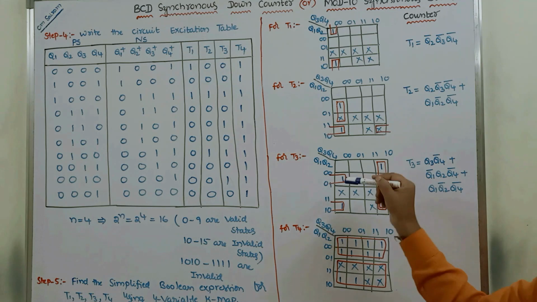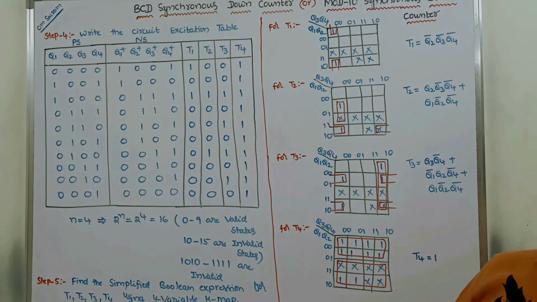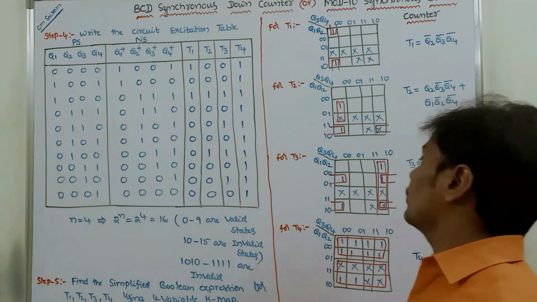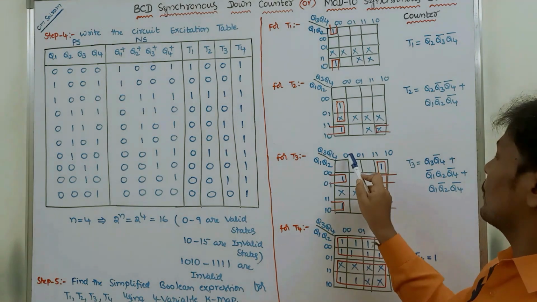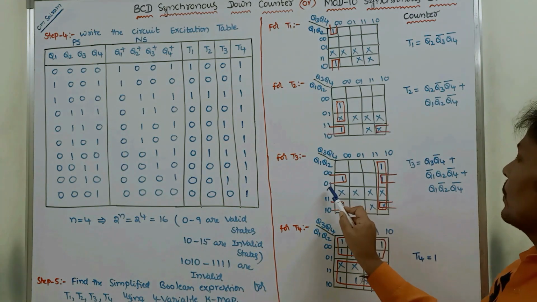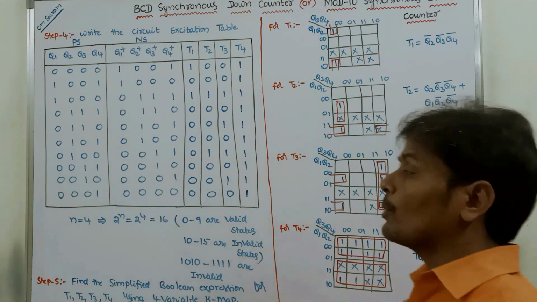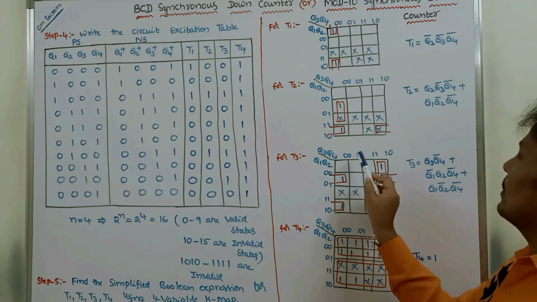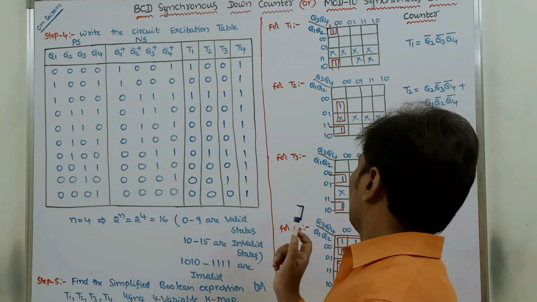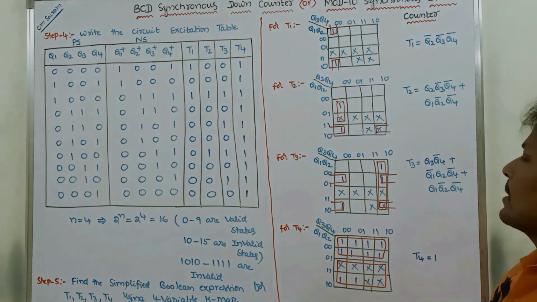Next, for T3 Karnaugh map, we have to identify the T3 column and identify only ones. This one belongs to the 1 0 0 0 combination. So for 1 0 0 0 we are placing 1. This one corresponds to 0 1 1 0. So here 0 1, here 1 0 we are placing 1. This one belongs to 0 1 0 0. So here 0 1 0 0 we are placing 1. And this one belongs to 0 0 1 0. Here 0 0, here 1 0 we are placing 1.